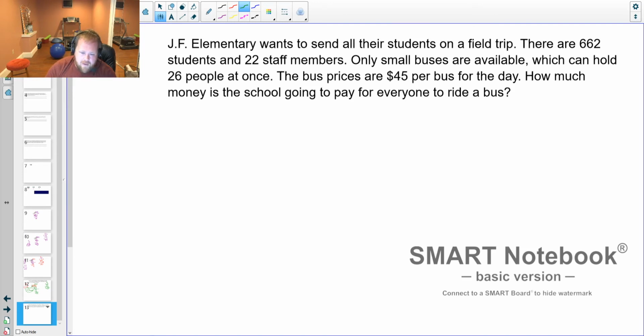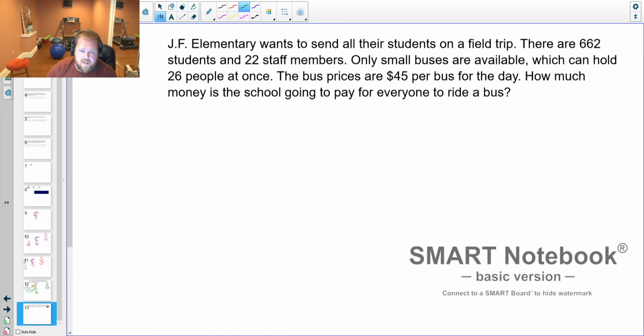Okay, so let's read this one together, and then again, pause it, answer it. JF Elementary, John Frost, wants to send all their students on a field trip. There are 662 students and 22 staff members. Only small buses are available, which can hold 26 people at once. The bus prices are $45 per bus for the day. How much money is the school going to pay for everyone to ride a bus?